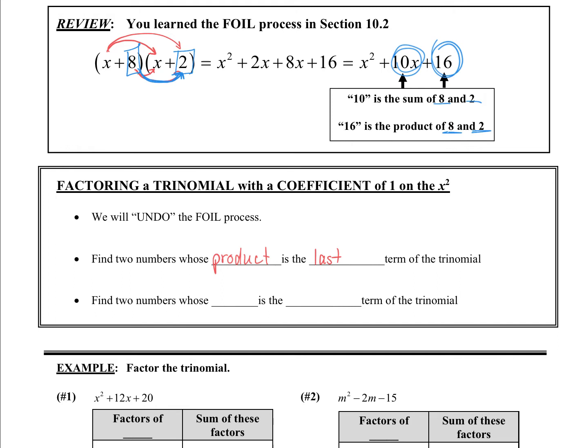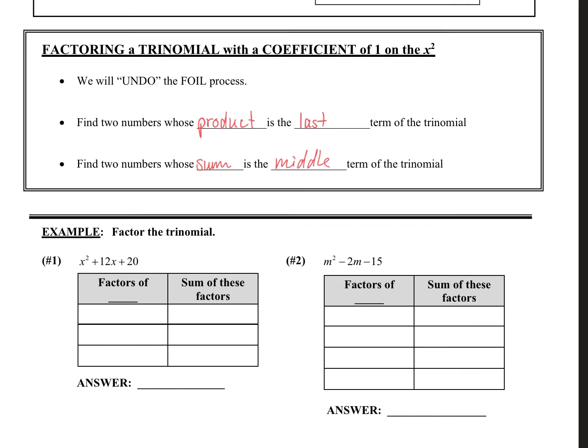And then we also need to find the two numbers whose sum is the middle term. And we notice up here that 10 is the sum of 8 and 2, and 8 and 2 are factors of 16. All right, so let's go over an example and see what that looks like.